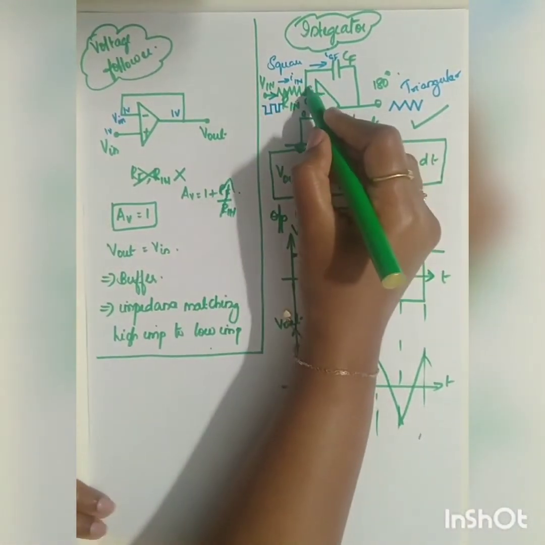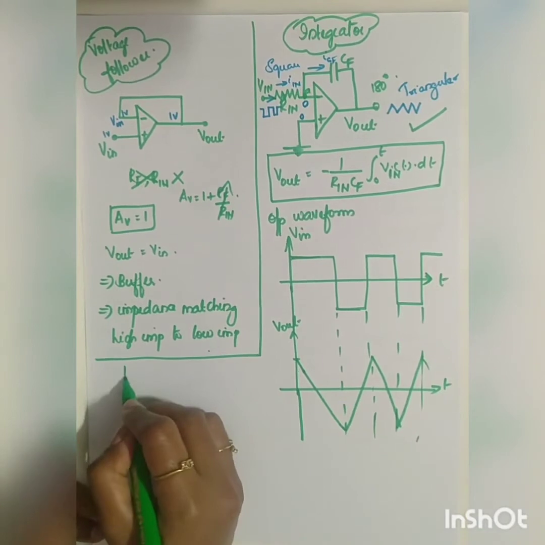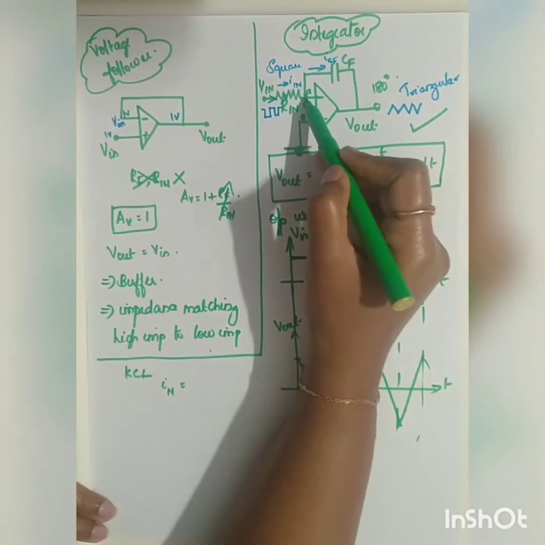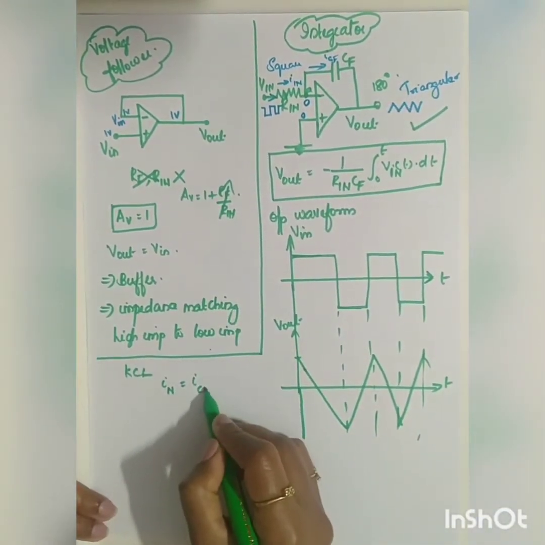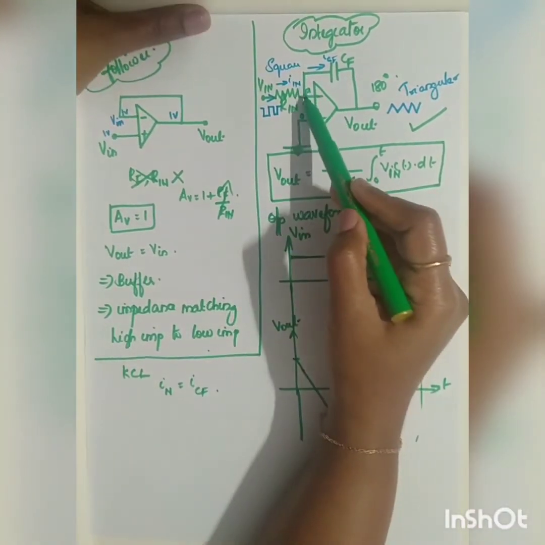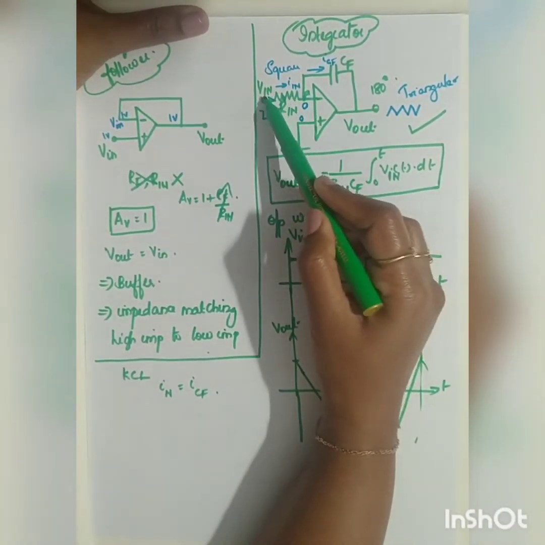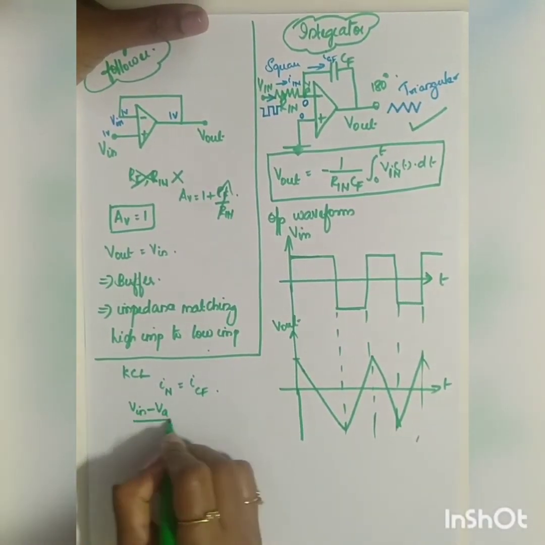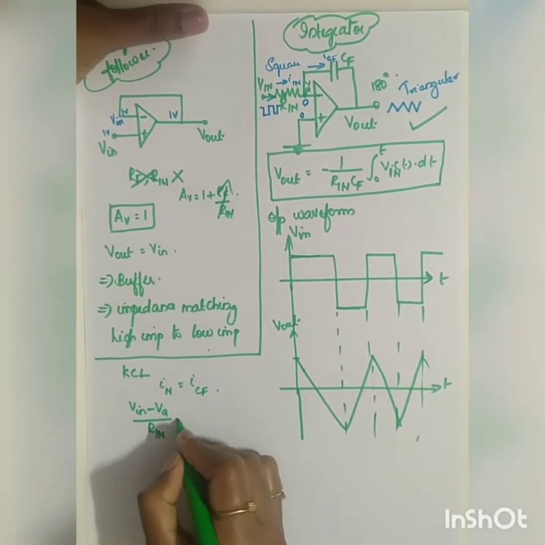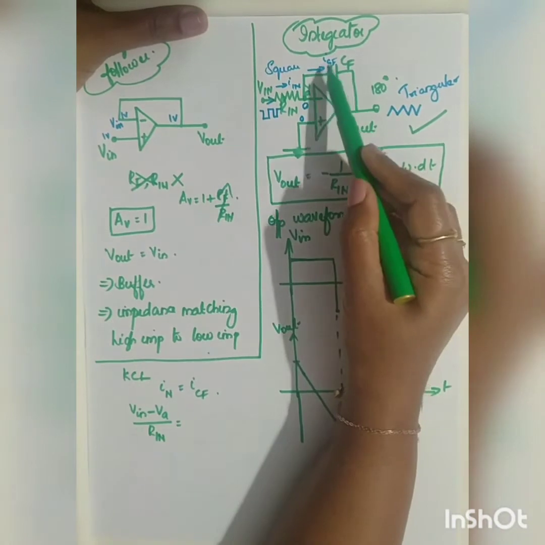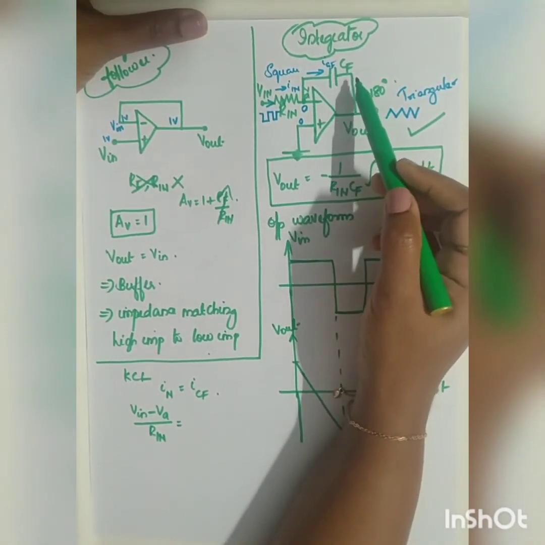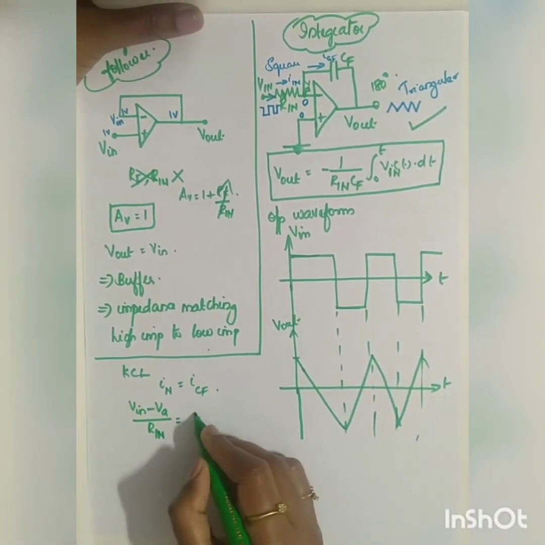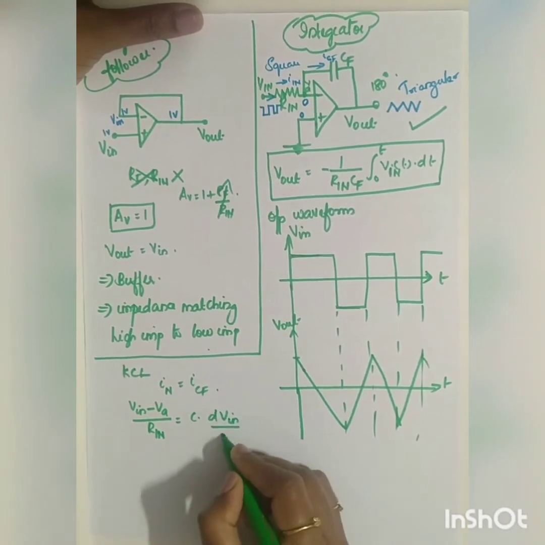At node A, if I apply Kirchhoff's current law, what will be your equation? The current flowing towards the node is equal to the current flowing away from the node, ICF, right? So what will be your I in here? What is the potential difference? If I take this as VA, I in is V in minus VA divided by R in, which is equal to ICF. The current across the capacitor is given by the rate of change of charge, right? So what is the formula of the current? C into dV divided by dt.